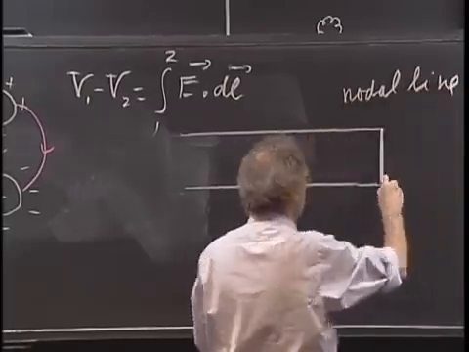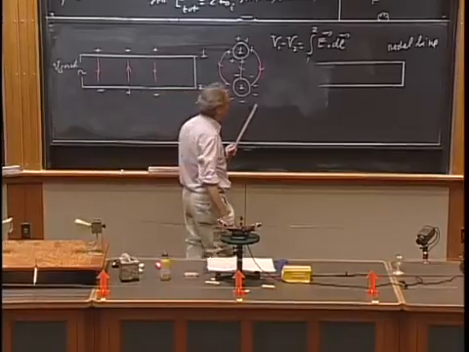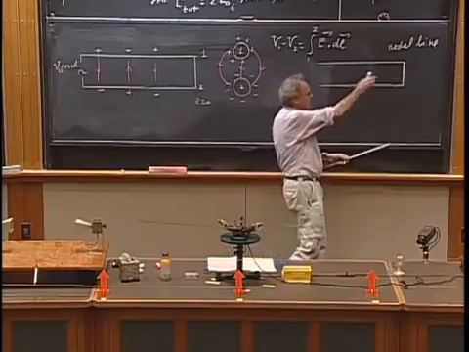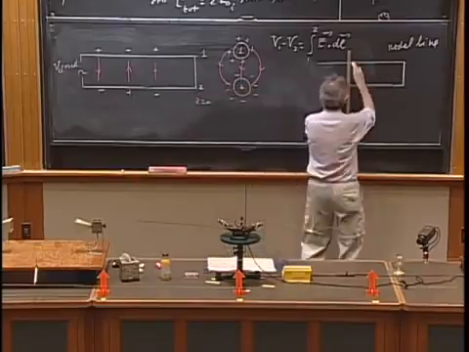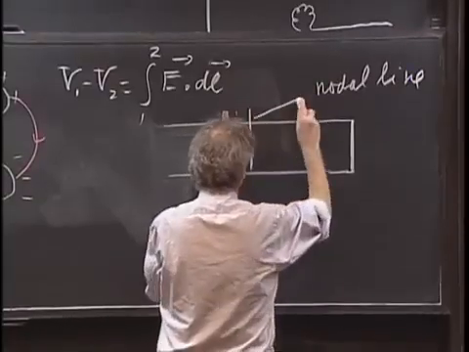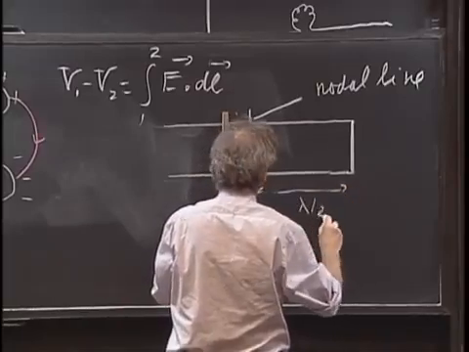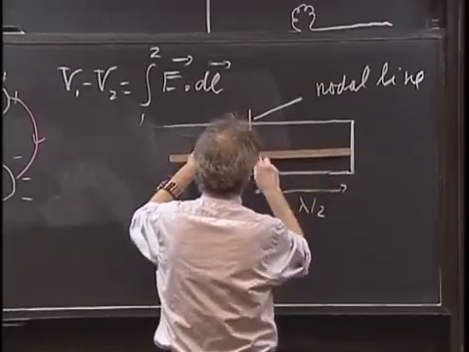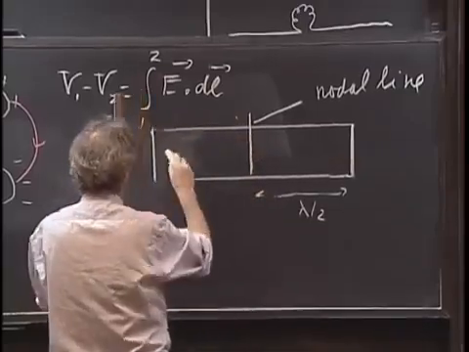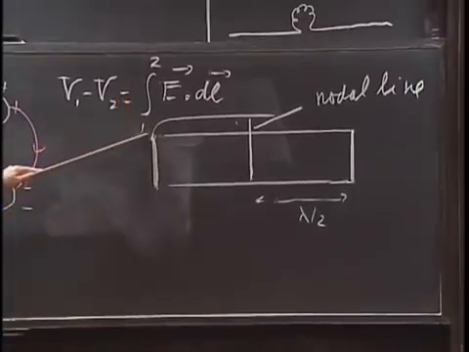Everywhere in this line, the electric field will always be 0 at all moments in time. But since I get a standing wave here, incident wave and reflected wave, right here there is another nodal line. And this distance then is 1/2 lambda. And right here there is another nodal line. And the electric field along this line is everywhere 0.